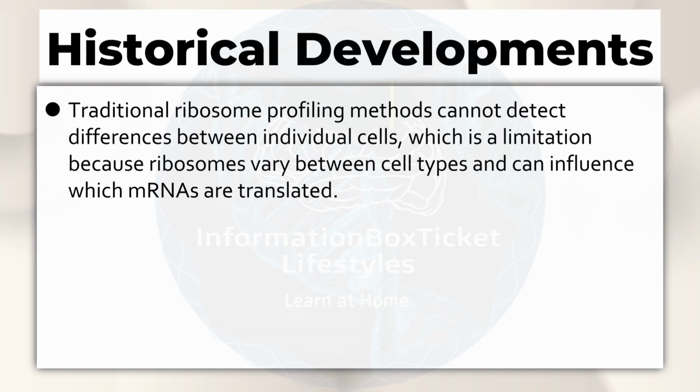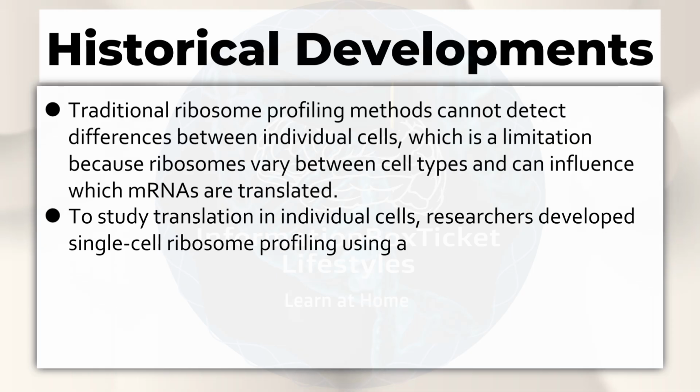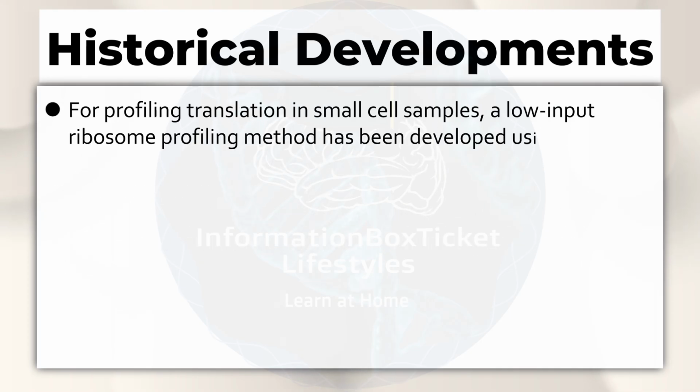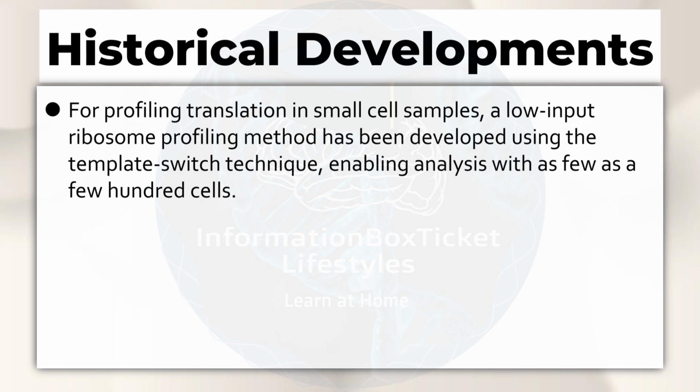Traditional ribosome profiling methods cannot detect differences between individual cells, which is a limitation because ribosomes vary between cell types and can influence which mRNAs are translated. To study translation in individual cells, researchers developed single-cell ribosome profiling using a technique known as dual ligation. For profiling translation in small cell samples, a low-input ribosome profiling method has been developed using the template switch technique, enabling analysis with as few as a few hundred cells.